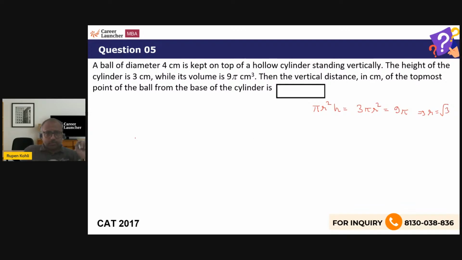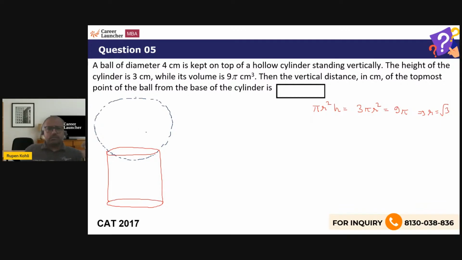Right. Okay, so now there is this hollow cylinder of height 3. Now, the ball is something like that. It will be resting something like this on the cylinder, right? So I hope you get the point that its diameter being greater than that of the cylinder, its part will be inside, obviously, some part.